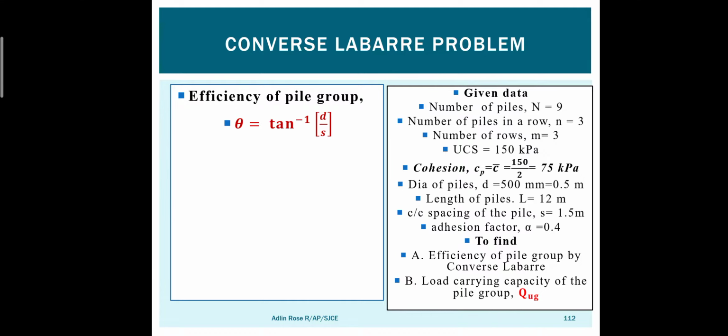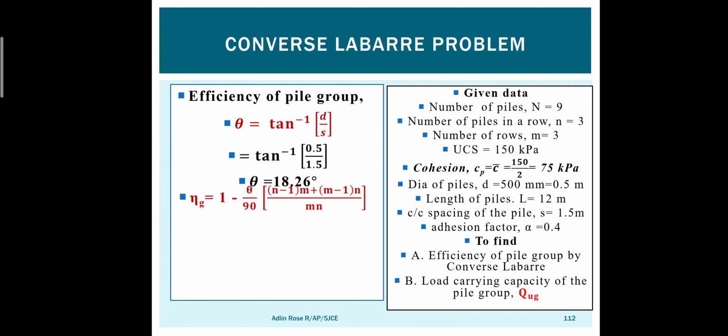In that Converse-Labarre formula we have to find theta. What is theta? Theta is equal to tan inverse of d by s, where d is the diameter of the pile and s is the spacing of the pile. So theta is equal to tan inverse of diameter of the pile 0.5 meter and spacing of the pile 1.5 meter. So you will get theta is equal to 18.26 degree. Now, we should not convert to radians. Just substitute as degree itself.